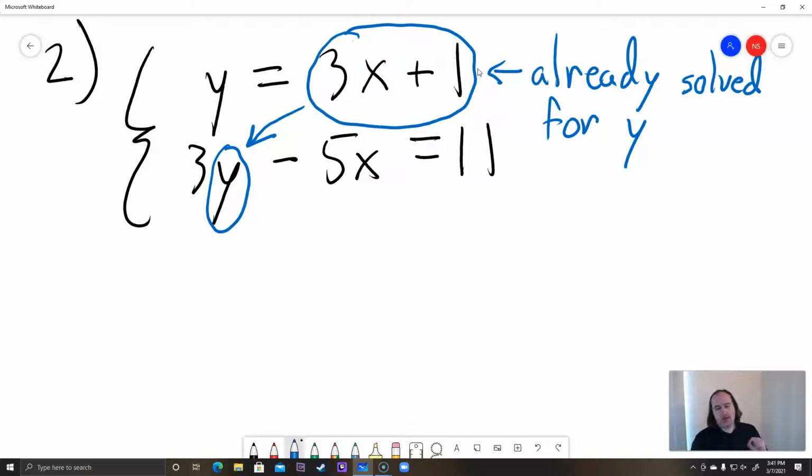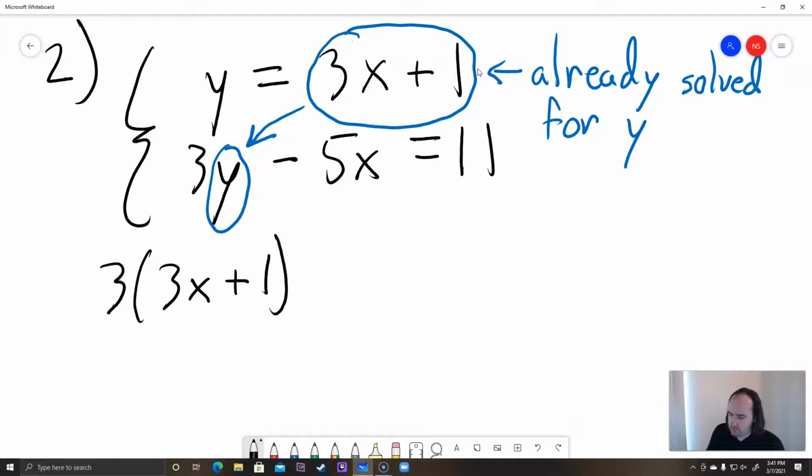The reason I'm doing this example is it's a little bit trickier, because 3x plus 1 actually has 2 terms, so we have to put parentheses around it. So this second equation is now going to become 3 times parentheses 3x plus 1, minus 5x equals 11.